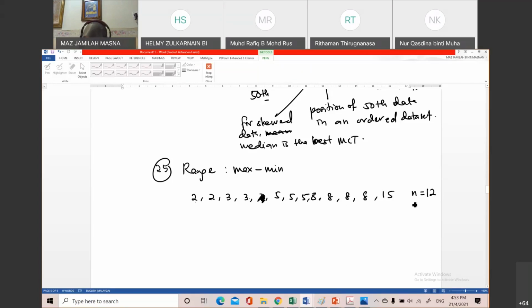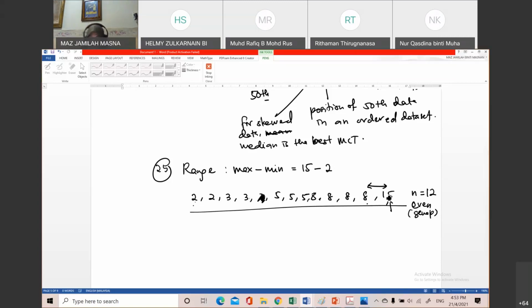So this means that you have an even sample size. Before we go to median, we go to range first. Range will be 15 minus 2. If you look at your data set, your last data seems to be an outlier, because the rest of the data is from 2 until 8, and suddenly the dispersion from 8 to 15 is quite big. So in this case, we may consider 15 as your outlier.